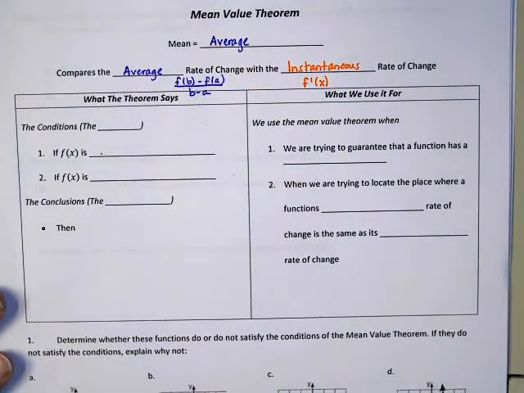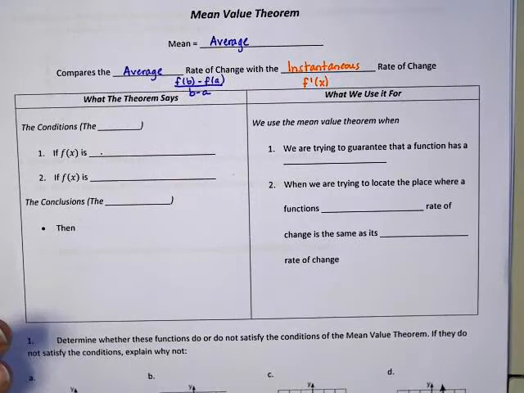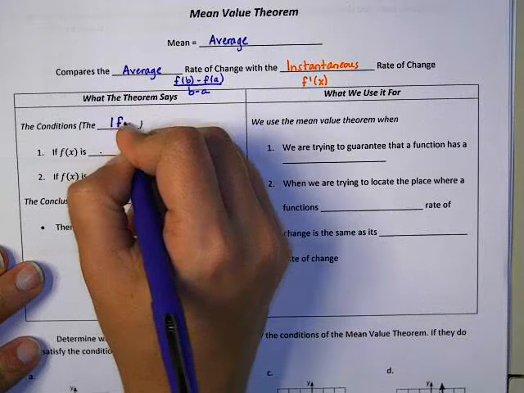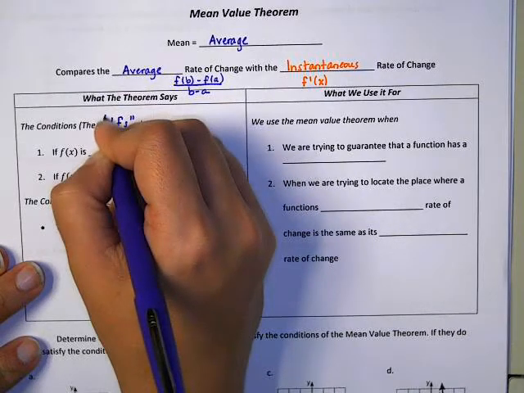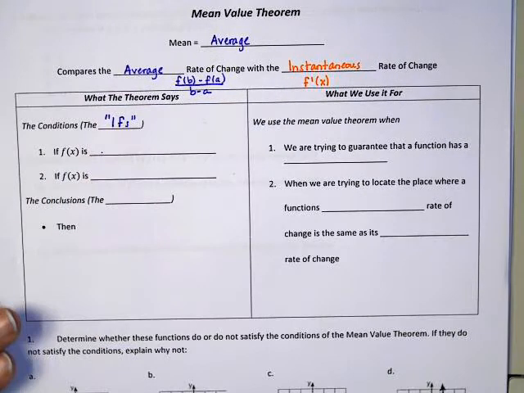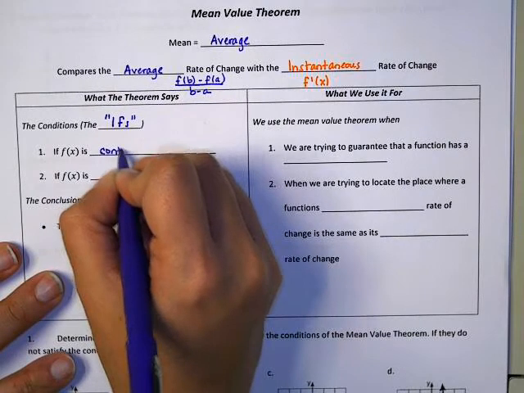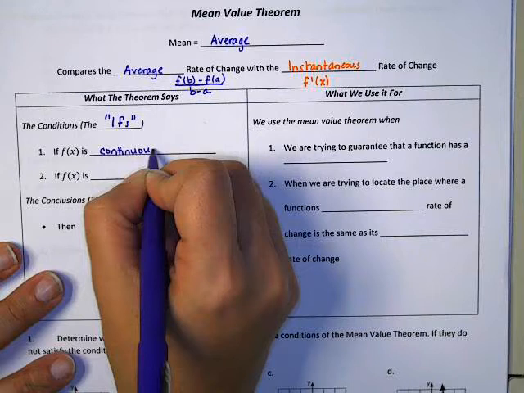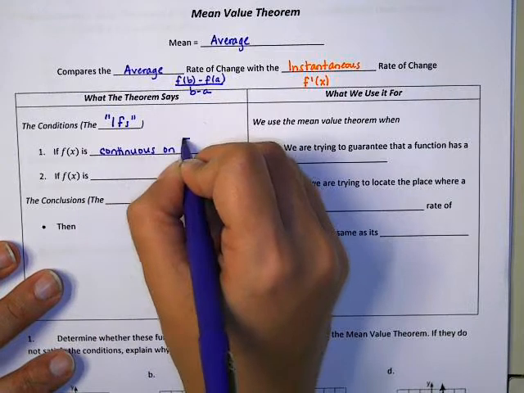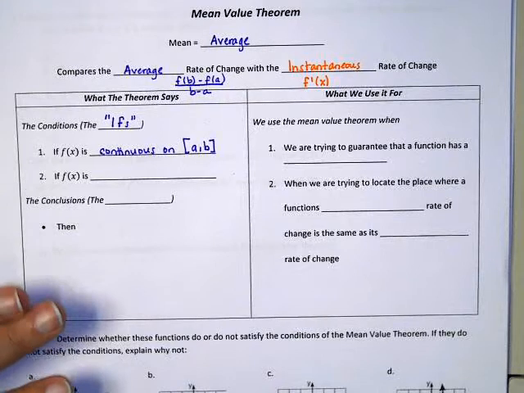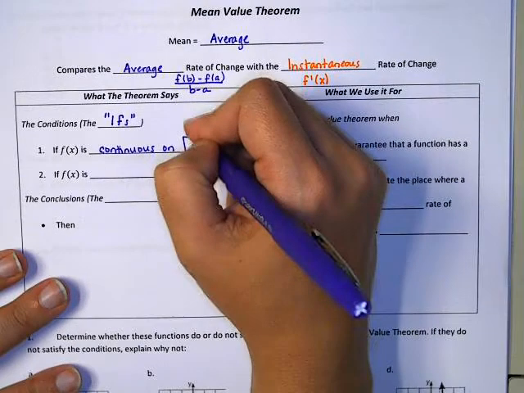So here's what the mean value theorem says. The conditions are the ifs. That means we need to check both of these boxes before we're allowed to apply this theorem. If f of x is continuous on the closed interval that we are looking at, which means the endpoints need to be included.